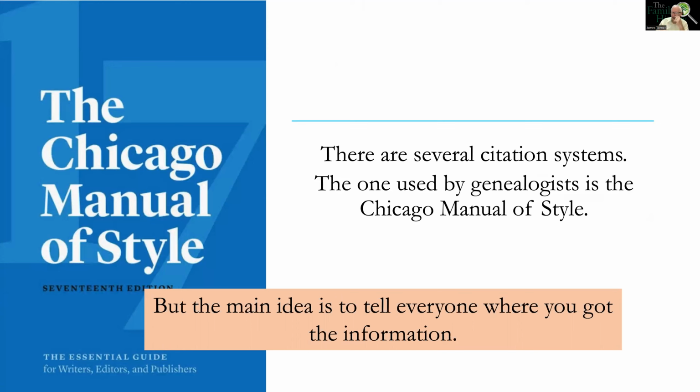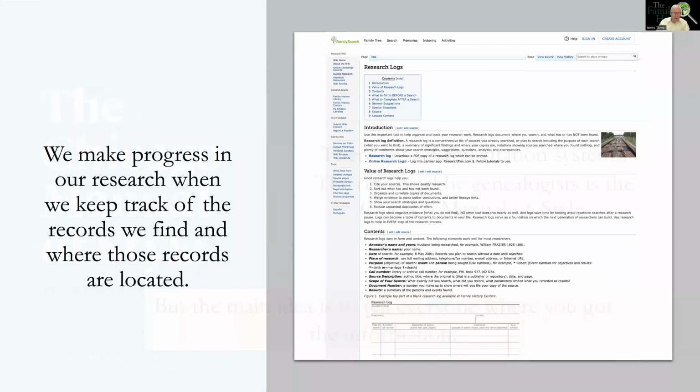One of the things that happens quite frequently, especially on an open family history tree like the Family Search family tree, is that people enter a lot of information without any sources. And as far as we're concerned, we can't believe what they say. So we make progress when we keep track of the records we find and where those records are located. And this is what's called a research log.